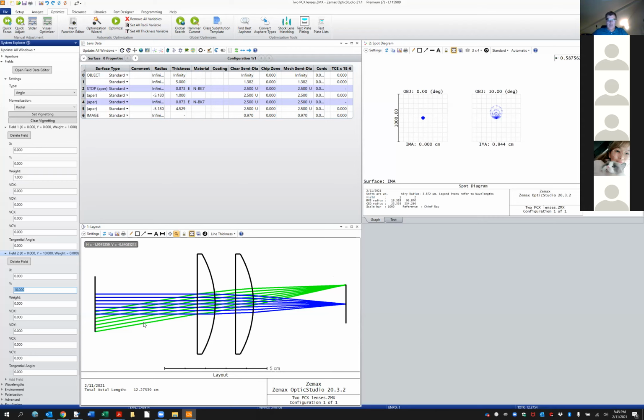So I would just say, okay, we've got these rays coming in at an angle of 10 degrees. And I would figure out what this Y is, and it looks like that vertical coordinate is 0.944, give or take, and 0.95, whatever. I'd accept any of those. Or we could look at our spot diagram, and it says that the image forms at 0.944 centimeters off axis. There you go. So now I know that 0.944 centimeters equals F times tan of 10 degrees.